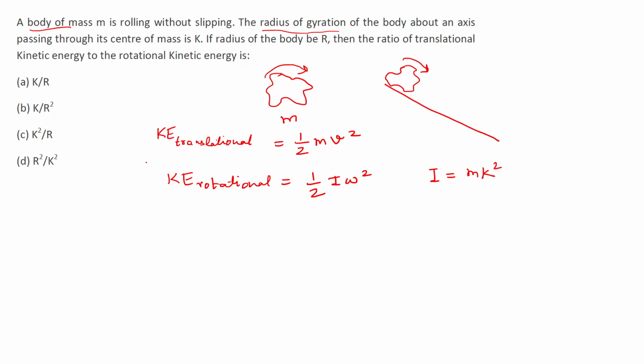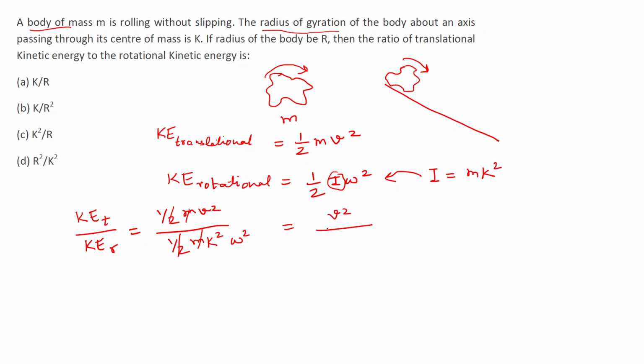Okay, so when we take the ratio of these two, in short I'll write KET and KER, then we'll get half mv square divided by half. If I put the value of I from here, then I'll get half mk square and omega square. So half cancelled, we'll be left with v square divided by k square omega square.